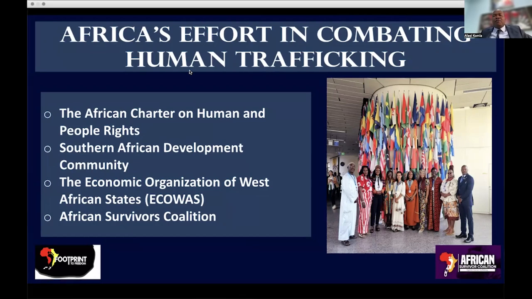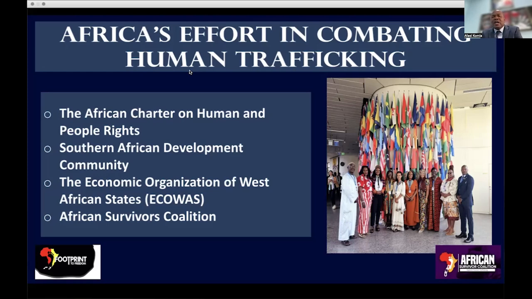So what are some of the efforts that the continent, Africa, has made to prevent and combat human trafficking? In 1981, African countries joined the global effort to prevent and combat human trafficking by ratifying the African Charter on Human Rights, by also making sure that we respect the rights of people. Not only that, the Southern African Development Community has also been able to do something which is very great to prevent and combat human trafficking.